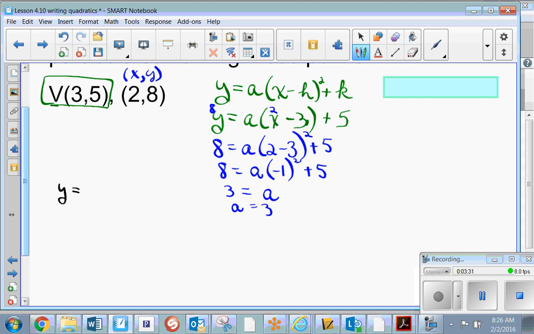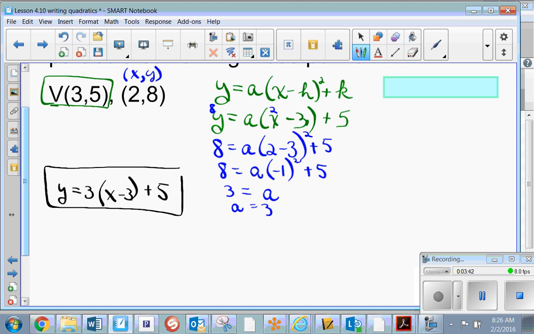So my final answer, written in vertex form for those 2 points, would be y equals 3 times (x minus 3) squared plus 5. Should be x minus 3 squared. Yes. So basically, we're just going to think about the form, which is why I had you get your booklets out, to think about what the form looks like, what the goal is, and then what each of our numbers do, each of our a's, h's, and k's.